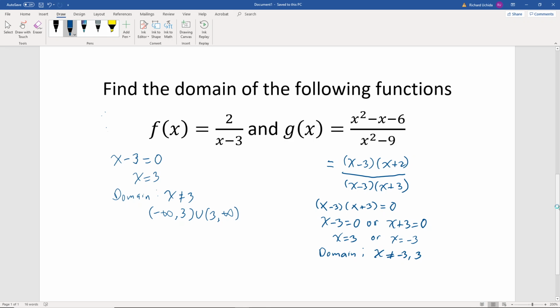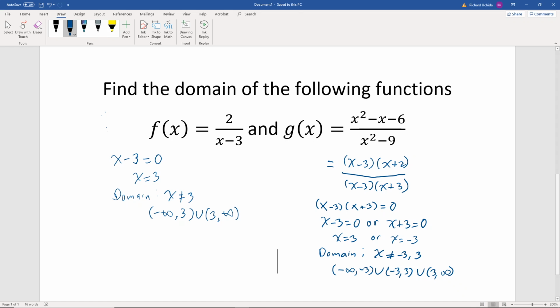Or again, in interval notation, we'd go from negative infinity, and once again, always a parenthesis on the plus or minus infinities, to negative 3, union from negative 3 to 3, union, and again, not including the negative 3 or 3, from 3 to infinity. So that would be the domain of these rational functions.